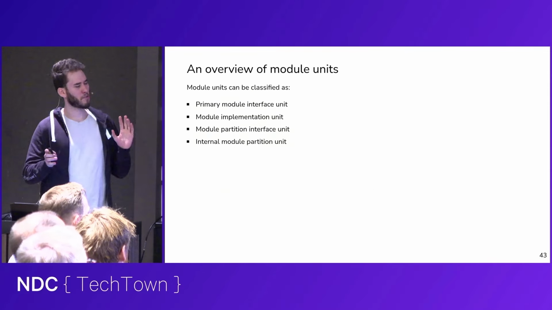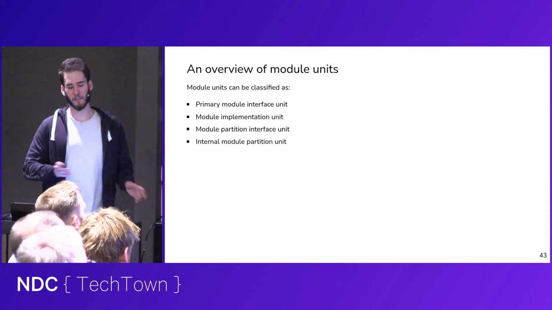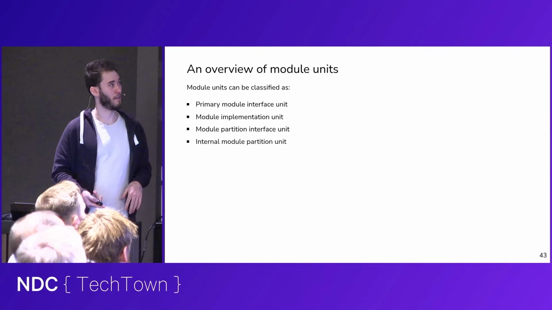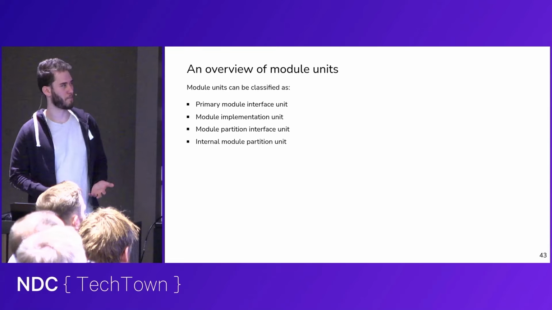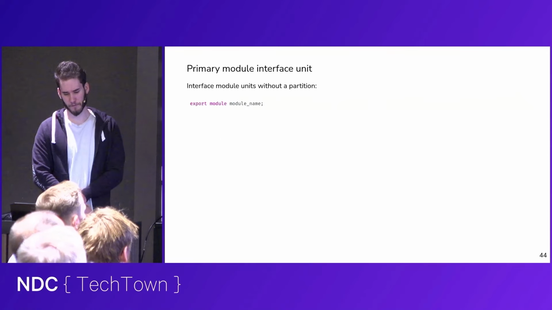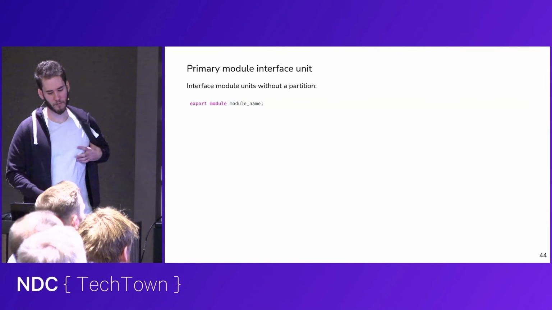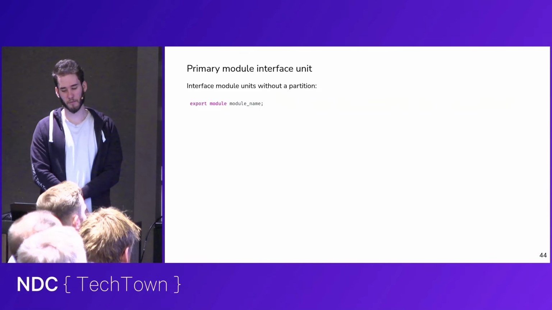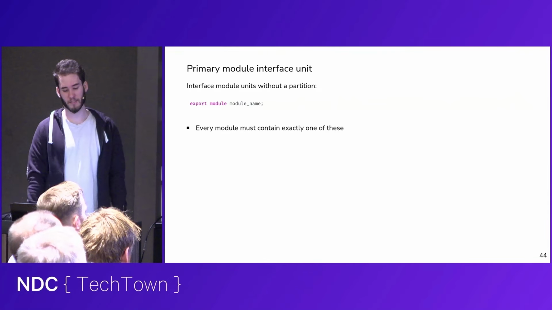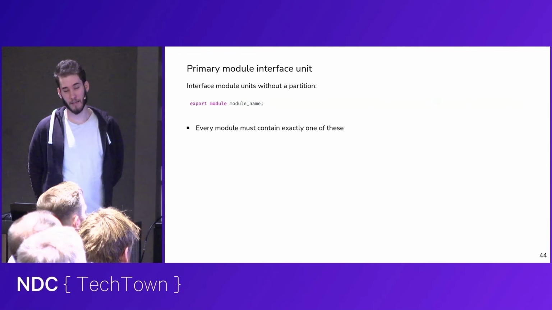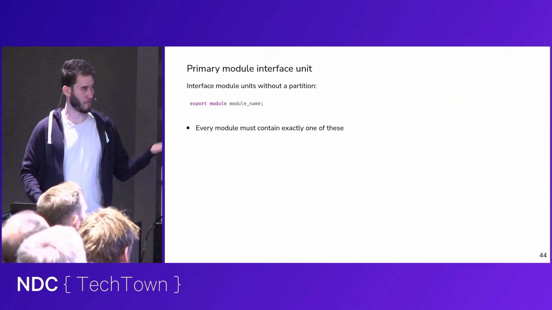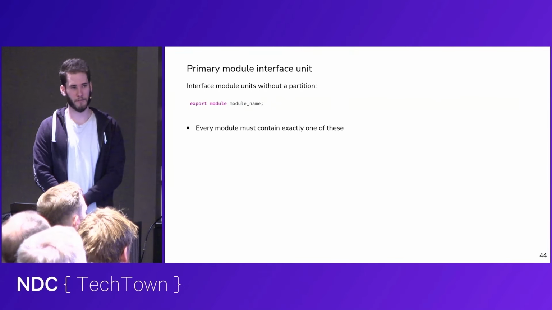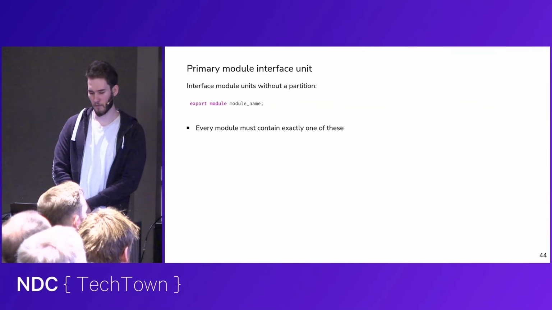So if we do some permutations with what is an interface or an implementation unit, and then also a partition or non-partition unit, we get 4 different types of module units. And if we take a look at that, the primary module interface unit is just an interface module unit without a partition, and every module must have exactly one of these. And that's going to be the most common one that you will see, because you need at least one of these. So whenever you look at a module, you'll probably be stumbling upon this more often than not.